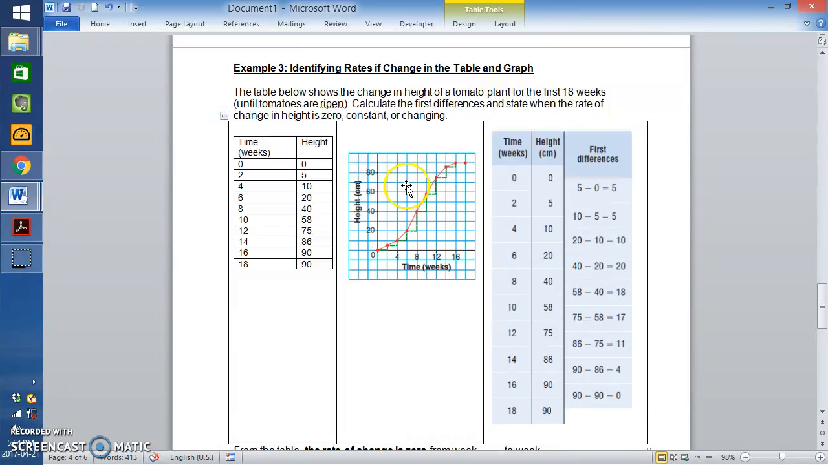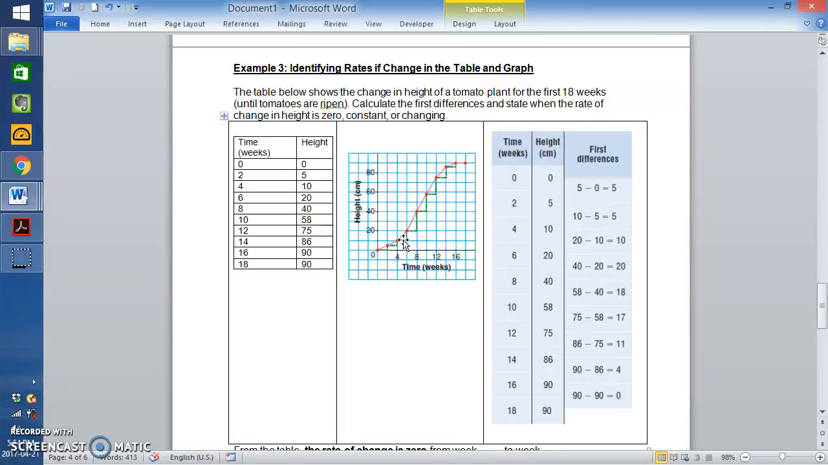Our next task is to determine where the rate of change is changing. Now let's go back to the table again. We go from week 4 to week 14, or to week 16 to be more precise. We see that the rate of change, or the first differences, are different. They're changing from one point to another, and that is the period when the rate of change on the growth of the tomato is changing.